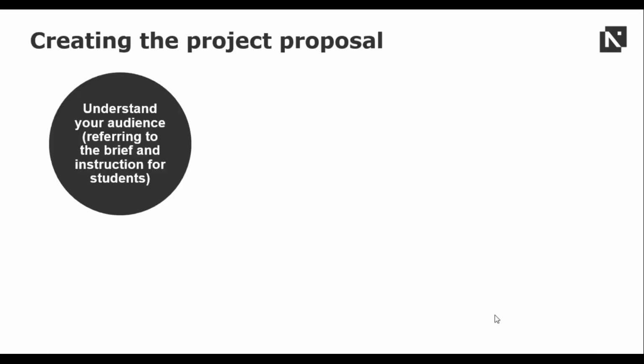Now, the project proposal could be broken down into different areas, starting with understanding who the audience is for the proposal. Students should be reading and noting down key areas from the brief to find out if they are proposing to a board of directors, a specific department, or an external vendor.